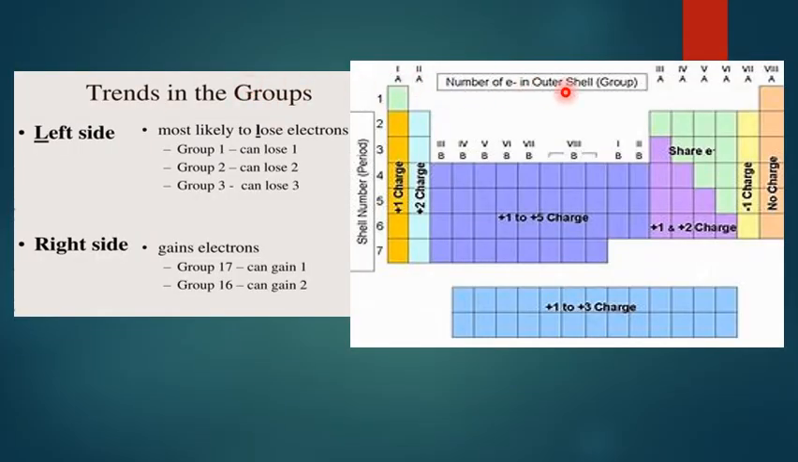Trends in the groups: from the left side, elements are most likely to lose electrons. Group 1 can lose 1 electron. Group 2 can lose 2 electrons. Group 3 can lose 3 electrons. Next, on the right side, elements gain electrons. Group 17 gains 1 electron. Group 16 gains 2 electrons.